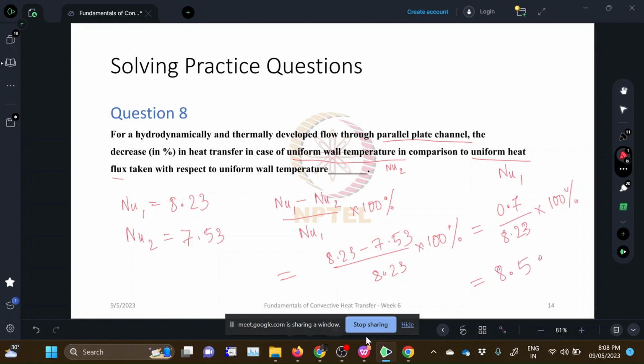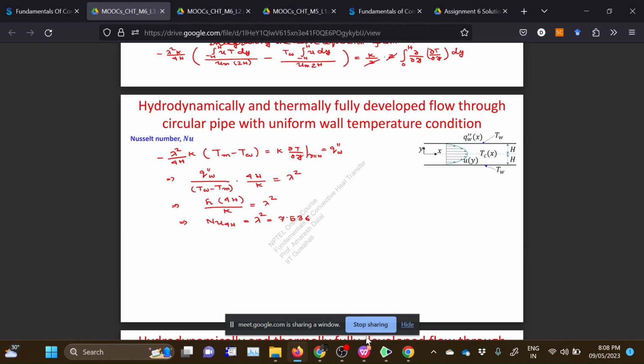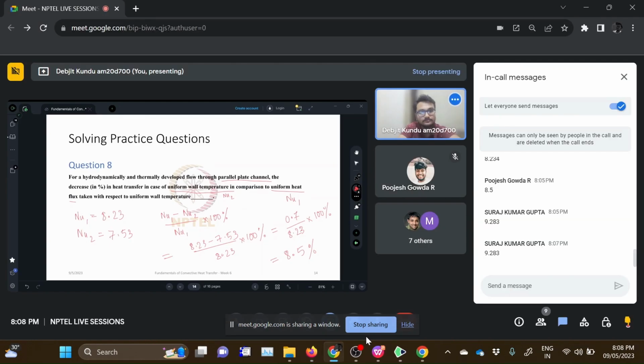Somewhat 8.5%. Is everyone else getting the same answer? Okay, a single person wrote 9.283 twice. So did you take 7.53 in the denominator in that case? 7.53, yeah, right.